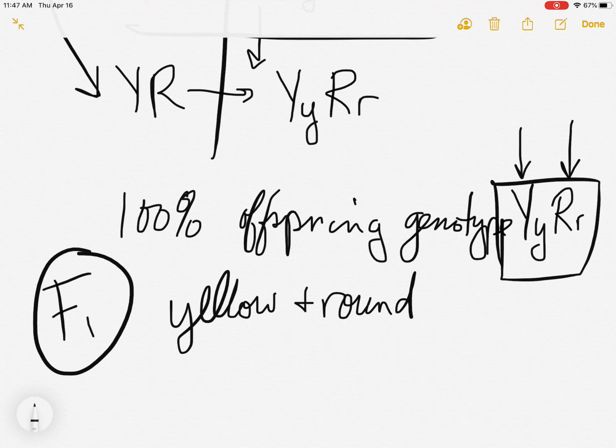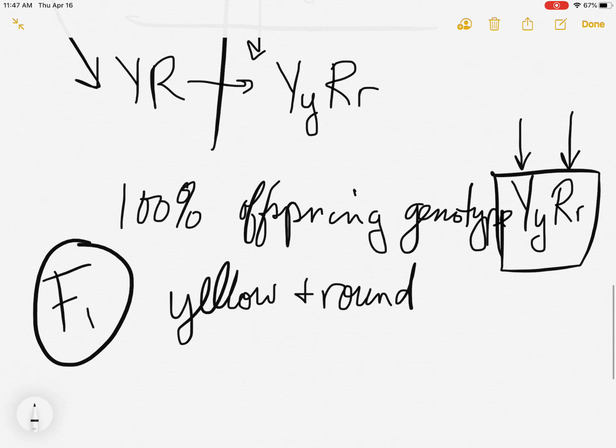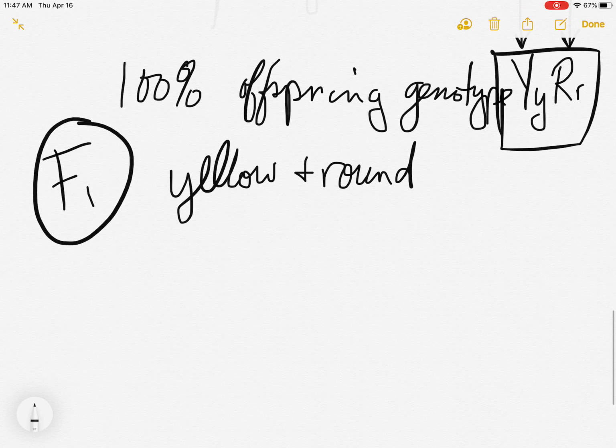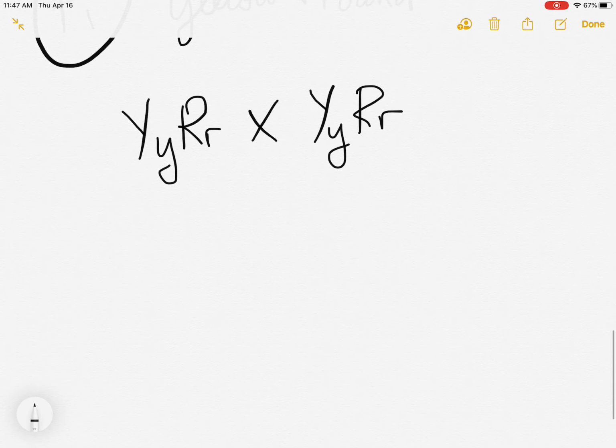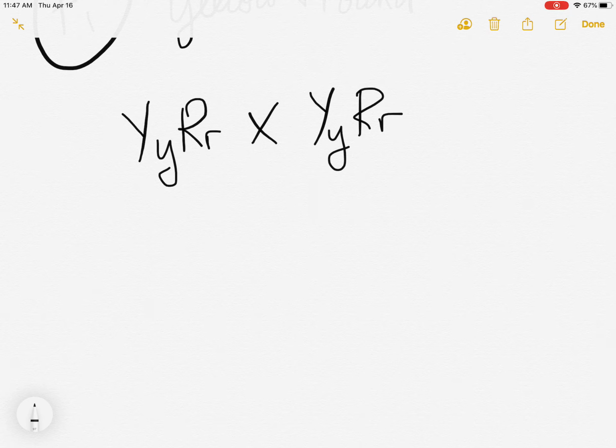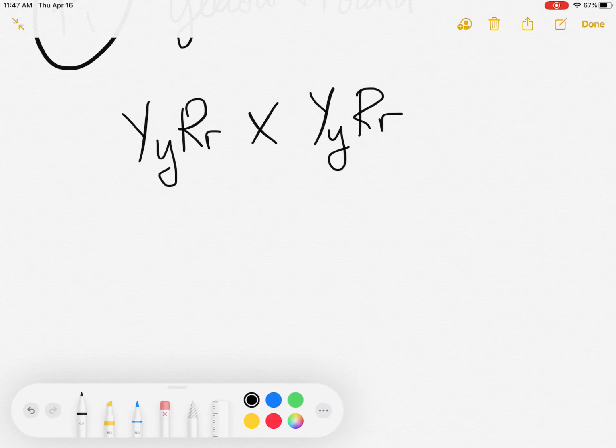We're going to take some of these baby peas that we just made, some of these guys, and we're going to cross them and see what happens. So we're going to take a second cross based on the F1 generation. We're going to take one of these and cross it with another one and see what we get. How do we do that? We have to think about the possible gametes.